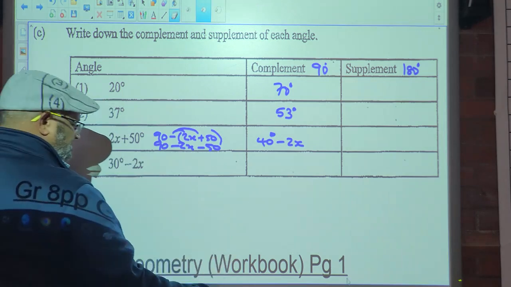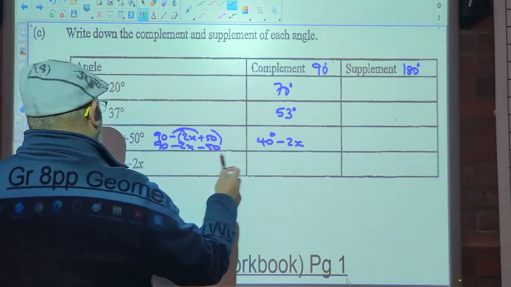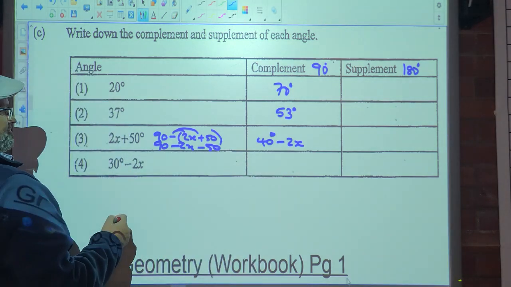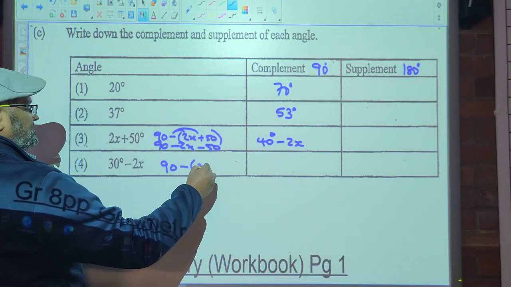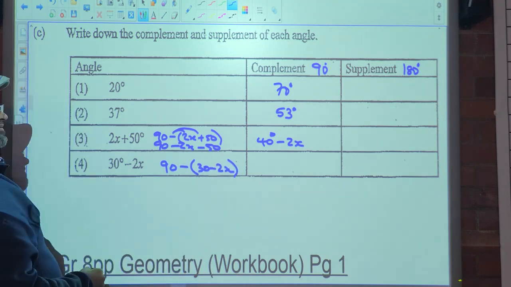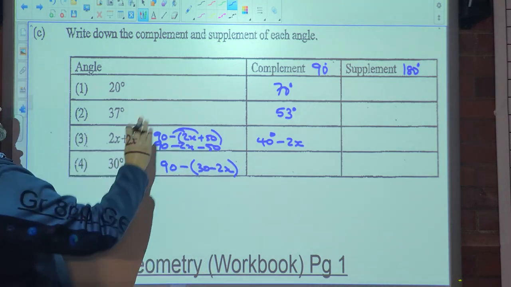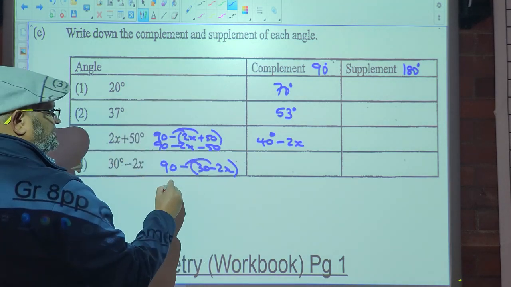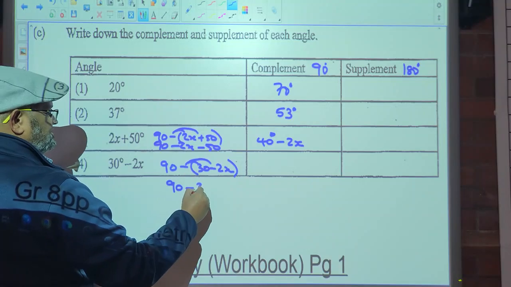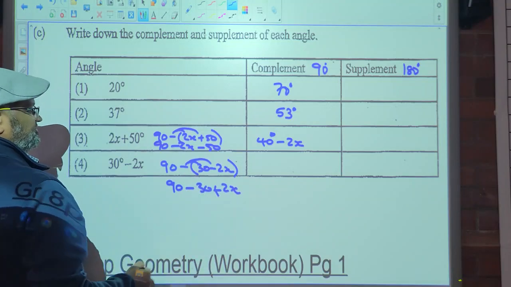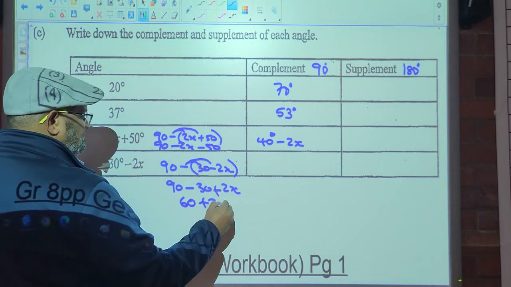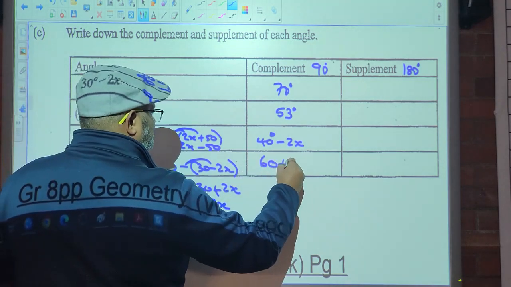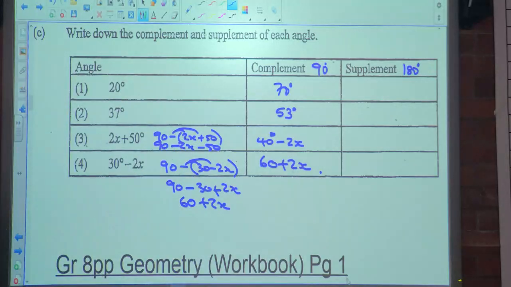What is the complement of 30 minus 2x? It's simply 90 minus (30 minus 2x). Whatever this angle is, so 90 minus 30. Get rid of the bracket. So it's 90 minus 30 plus 2x. What's 90 minus 30? 60 plus 2x. Okay.